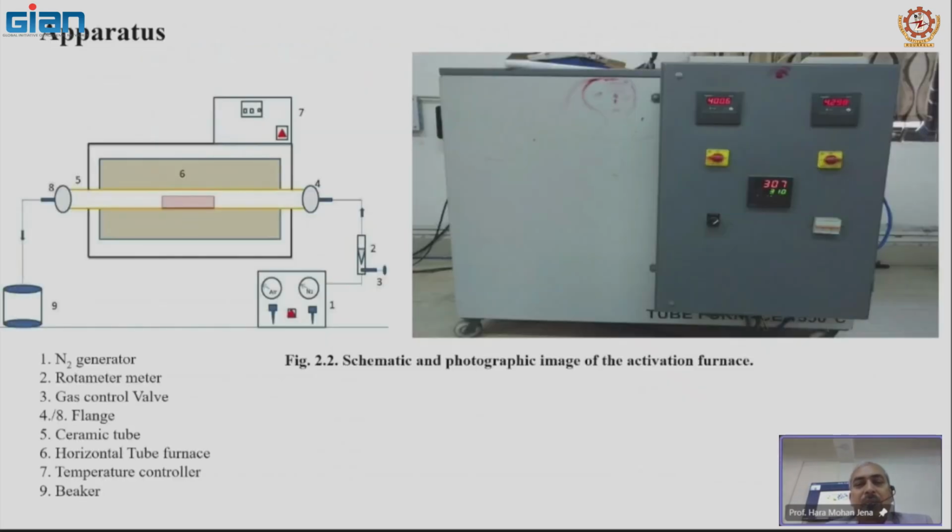The apparatus used is a tubular furnace. The schematic of the tubular furnace you can see here, and this is the photograph of the tubular furnace. So here this nitrogen generator is used. Nitrogen is supplied in the atmosphere. Rotameter to measure the flow rate. Gas control valve is there. Lenses are there. Ceramic tube is there. This is the ceramic tube on which the boat is kept containing the raw material. This is the horizontal tube furnace. Temperature controller and beaker, etc. are there. These are the arrangements.